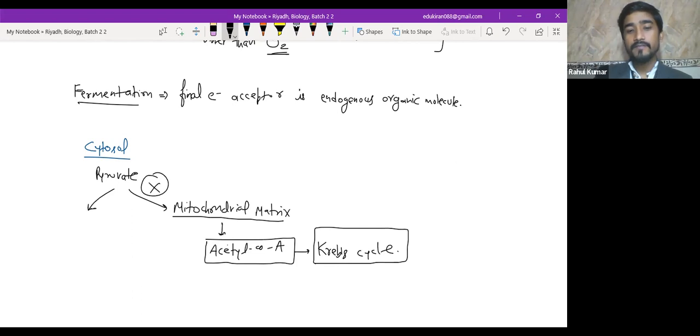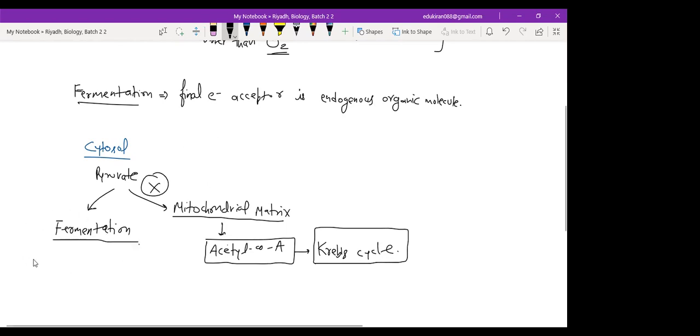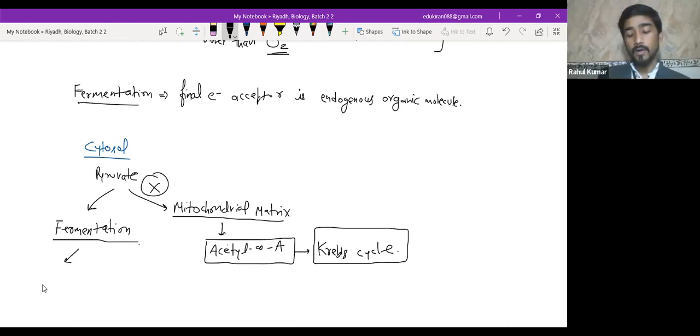So whenever very little oxygen is available, pyruvate, instead of going into the mitochondrial matrix and through this pathway to make lots of ATP, undergoes fermentation. Is it clear? Yes, sir. And this fermentation can be of two types. One is called lactic acid fermentation, and the other is called ethanol fermentation, or in other words alcoholic fermentation. Okay, clear?